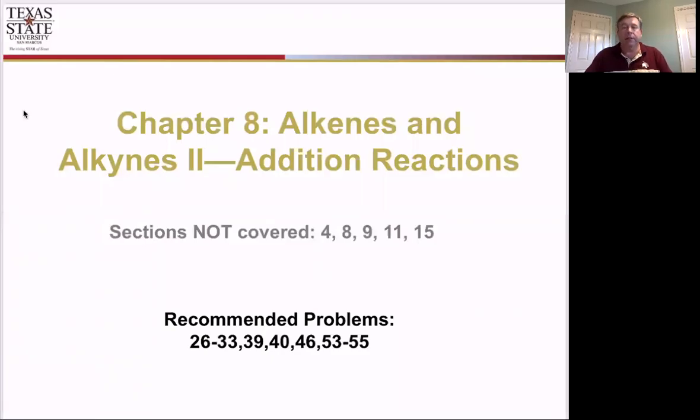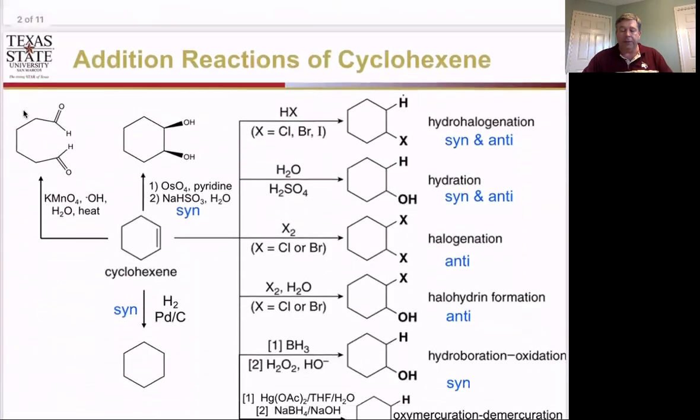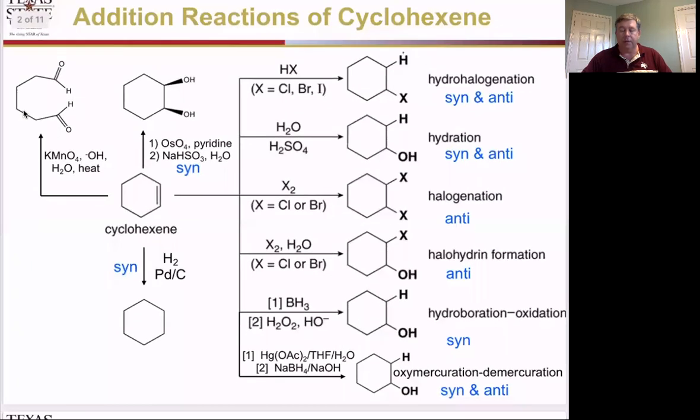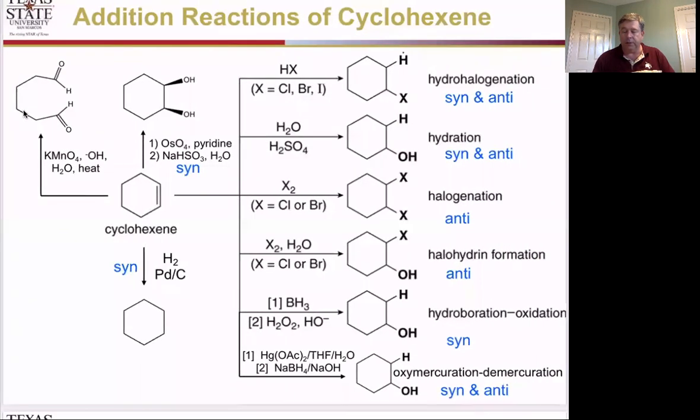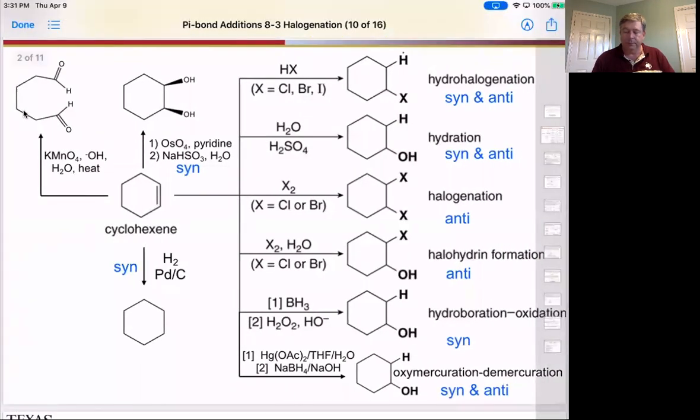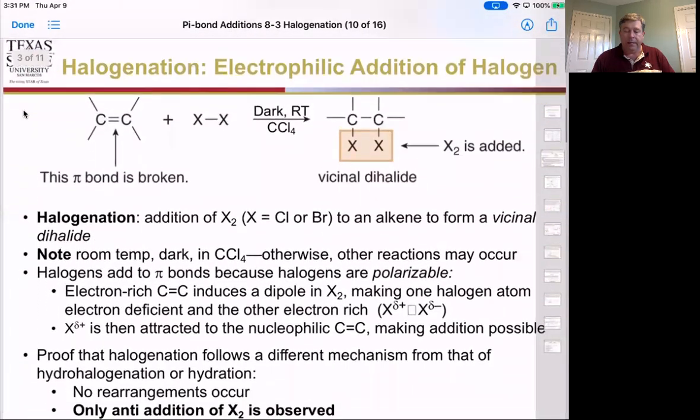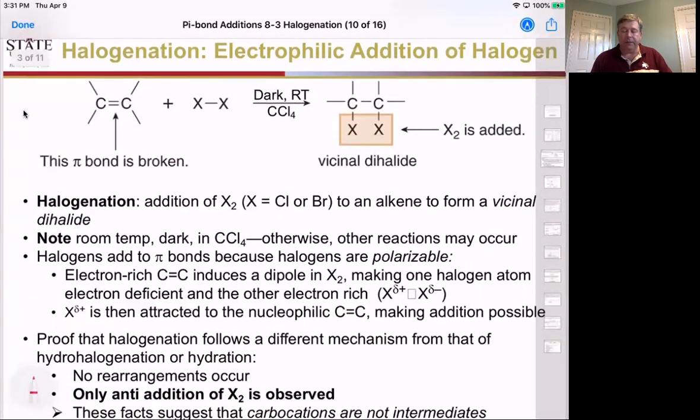Okay, Organic Chemistry 2341. This is Chapter 8, Part 3. We're going to continue on our addition reactions on different alkene materials. We've gotten all the way down to the halogenation and hydrohalogenation reactions. Okay, so in halogenation, we have electrophilic addition of halogen across the double bond.